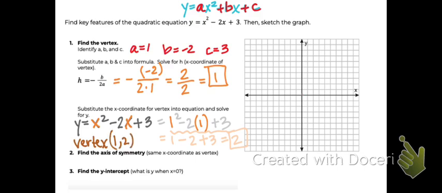So from the origin, I'm going to go over 1, up 2. This is where the vertex is. The vertex is that point where it curves and starts going the other direction.